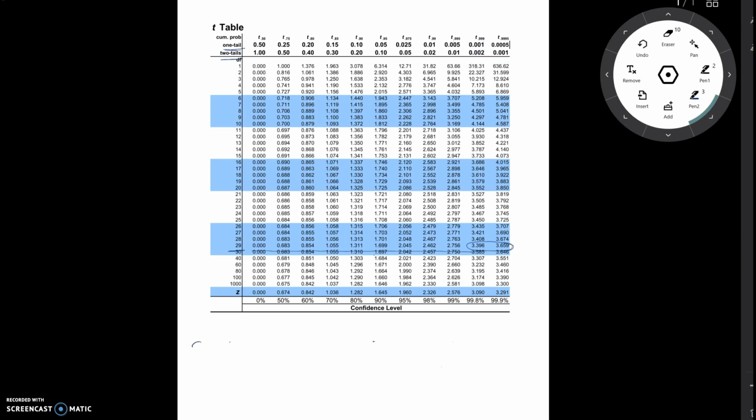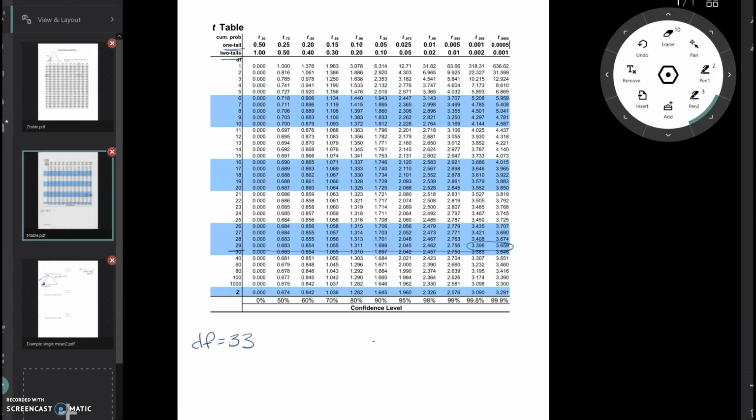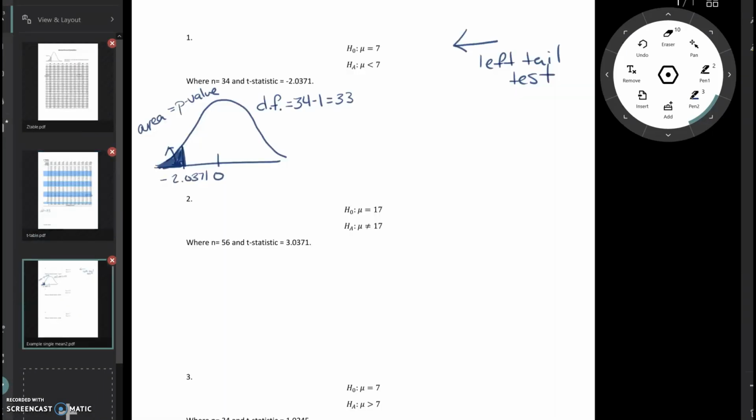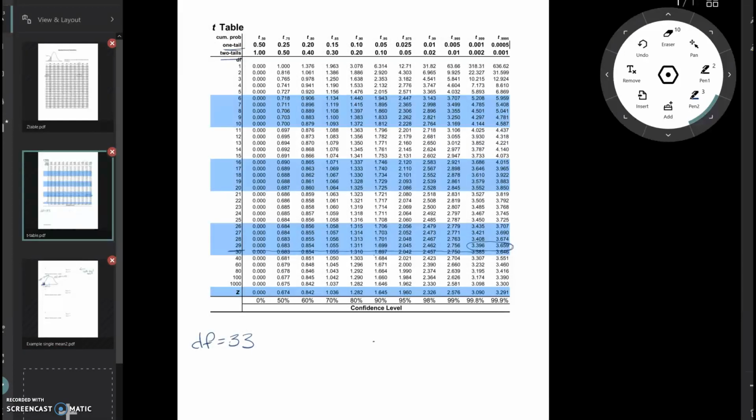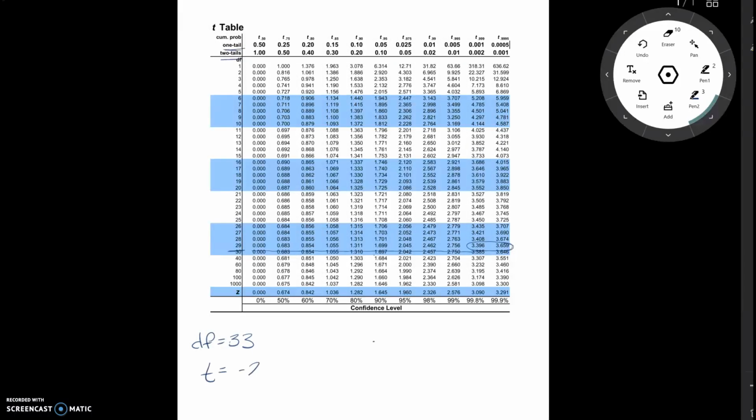We had that our degrees of freedom were equal to 33, and our t-statistic was negative 2.0371. We do not have a line with degrees of freedom 33. Going down, the closest one we have is 30, so we're going to look at the 30 line. Notice that all of these values are positive.